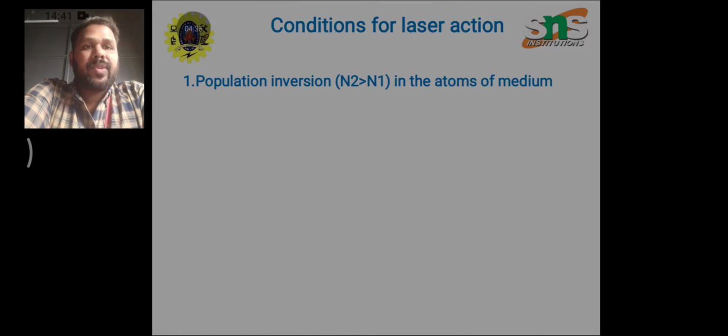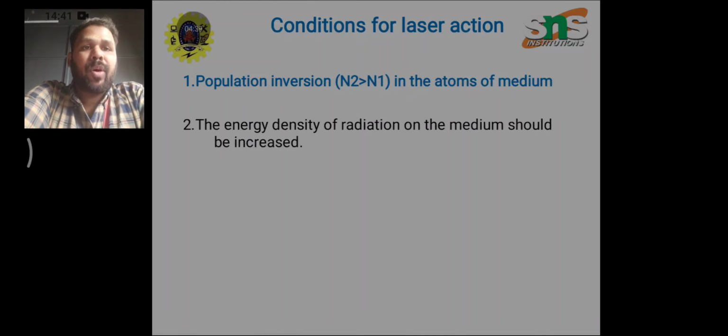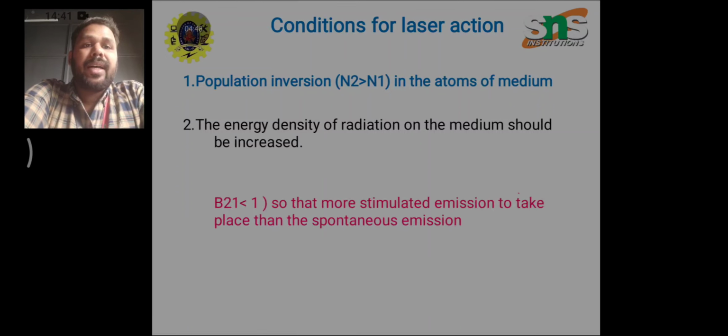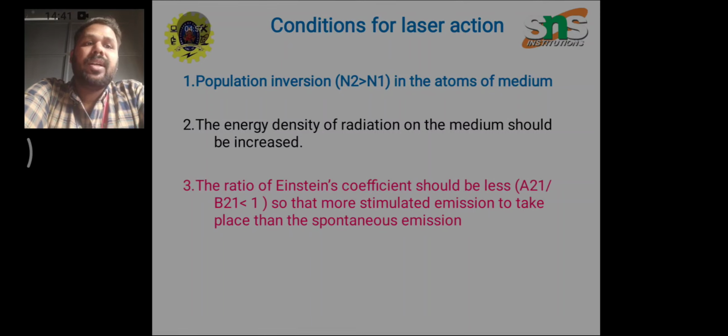And next, conditions for laser action. First one, population inversion. In population inversion, the denser medium population is greater than that of the rarer medium in the atoms of the medium. So the energy density of radiation of the medium should be increased, and the ratio of Einstein coefficients should be less, so that more stimulated emission takes place than spontaneous emission.